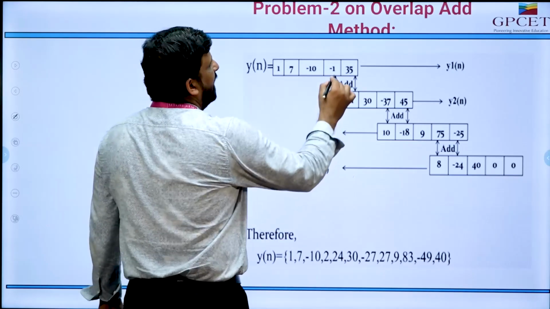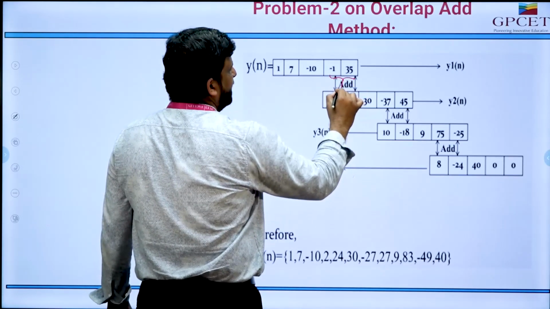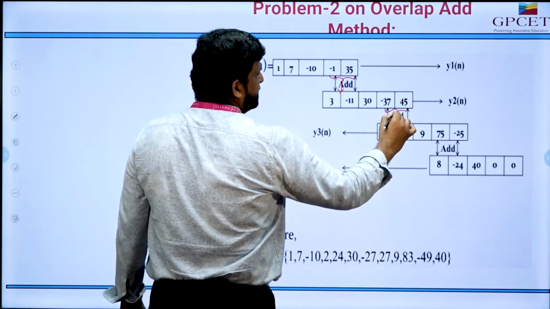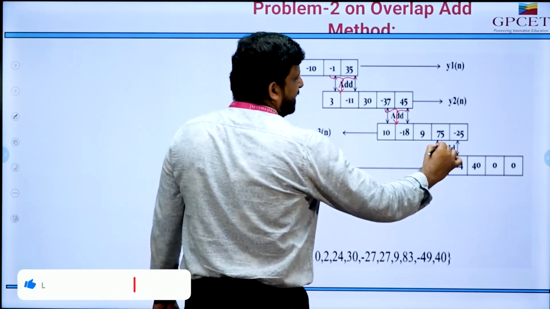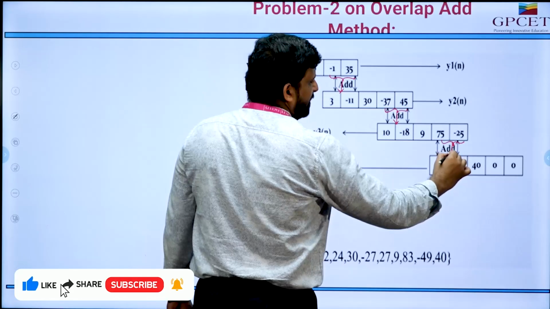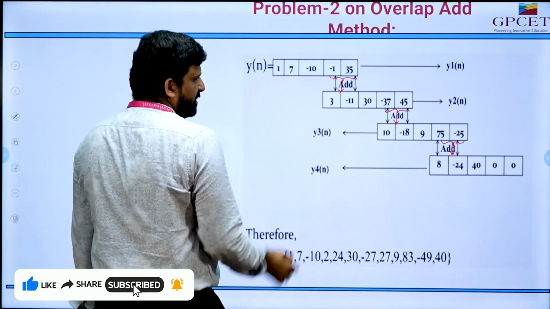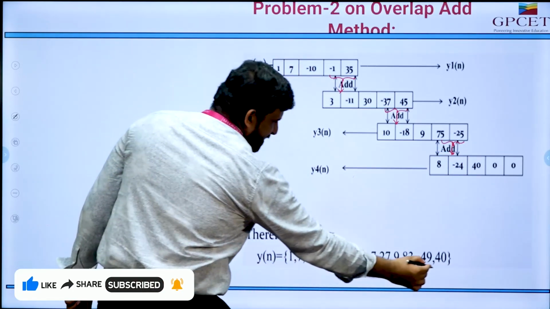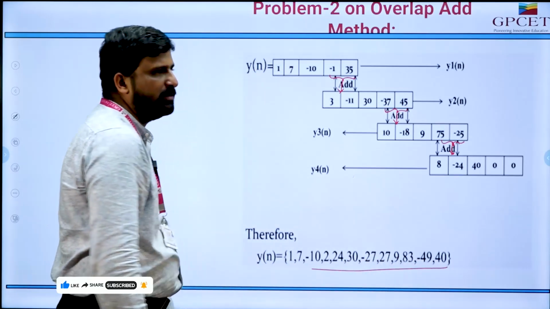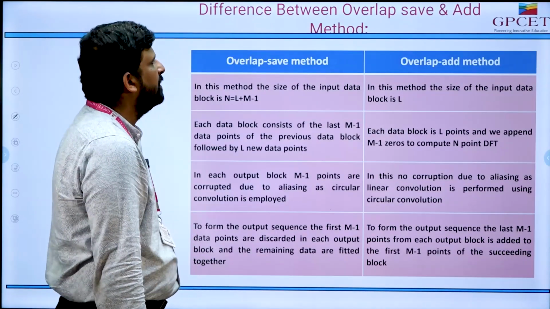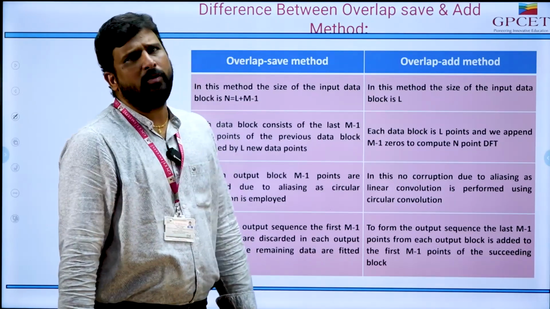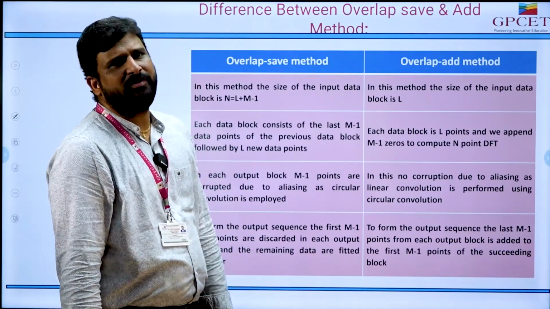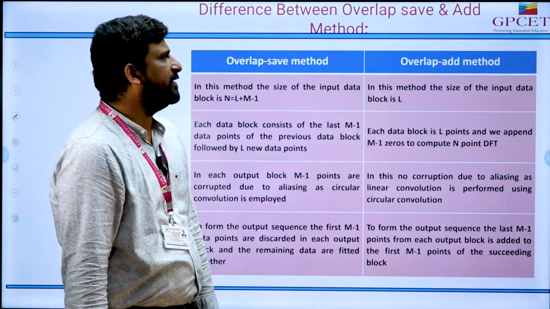After getting that, we add the last m-1 sequence to the next output sequence, adding the last m-1 sequences to the next output sequence, and adding that finalized equation, what we got here is y of n is equal to this one. So like this, we are going to use both the overlap add method and the overlap save method for the reduction of longer length data sequences.